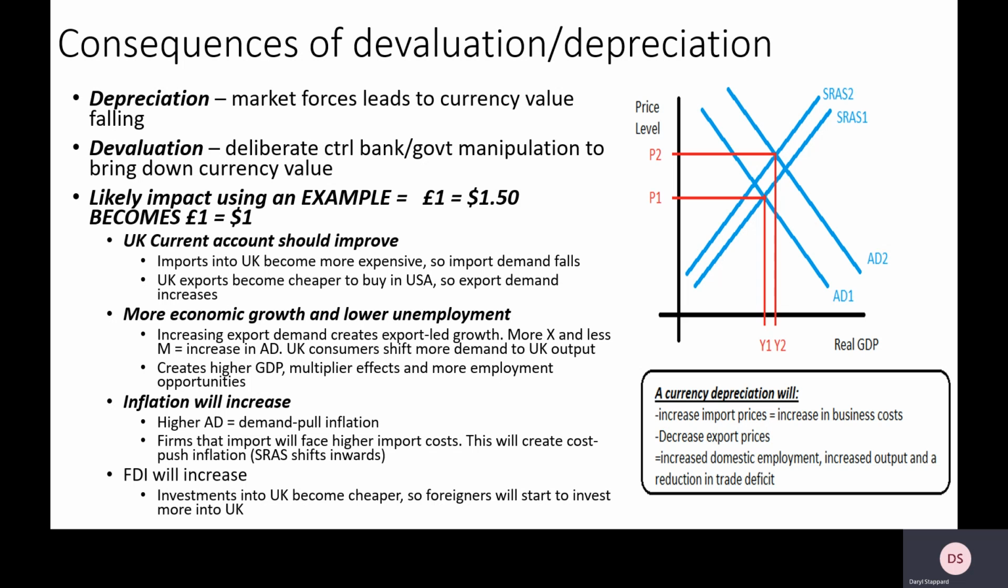Now, another reason we'd expect growth in aggregate demand would be more foreign direct investment. When the currency gets weaker, it becomes cheaper to make investments into the UK. So Americans have to sacrifice fewer American dollars to buy our currency to invest here. More investment will also create growth in AD, because the formula is C plus I plus G plus X minus M. Clearly, everyone, if a currency was to get stronger, we're going to get the opposite impact. A stronger currency would mean that AD will move inwards and SRAS will move outwards.